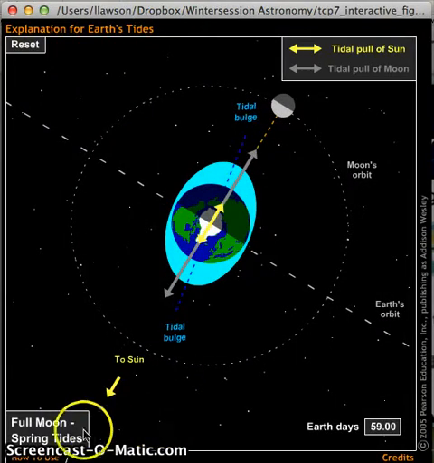So right here, they're totally lined up. The high tide is going to be very high. The low tide is going to be very low. This is called spring tides. When the sun is at a right angle to the line of the Earth and the moon, the bulge actually is the opposite. That is, there's not as much of a difference between the high tide and the low tide, and we call those neap tides.